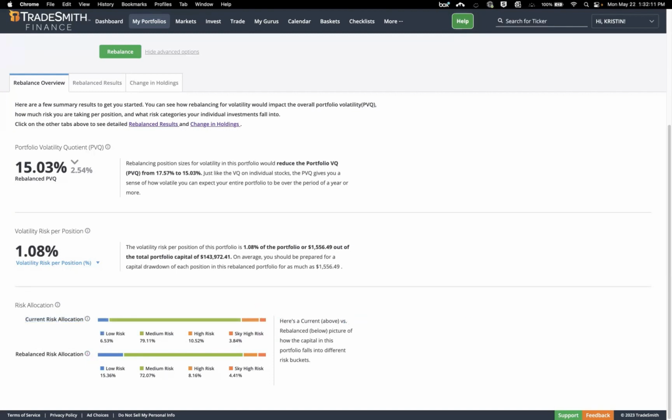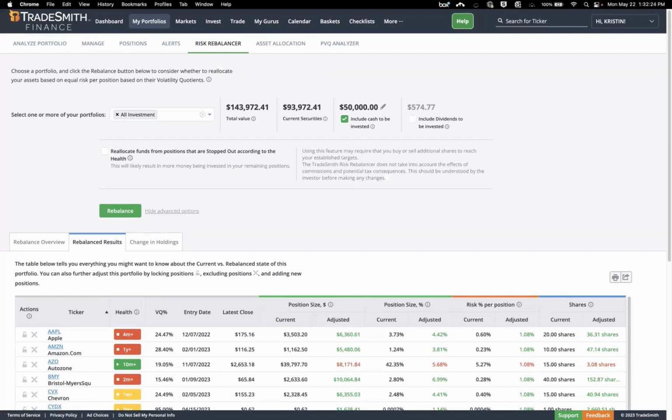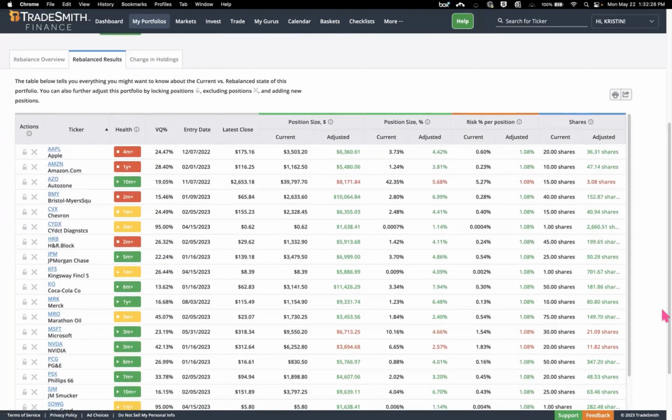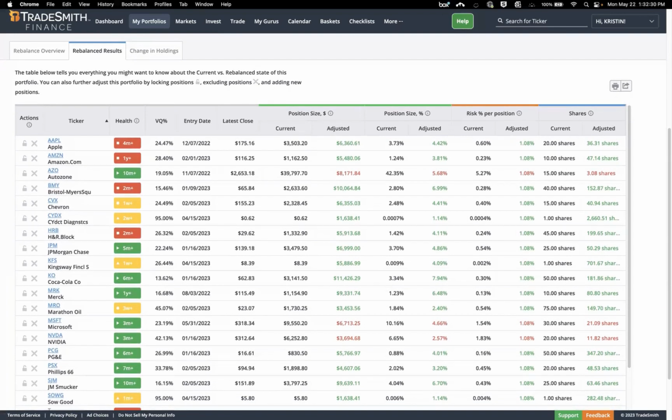All right, now let's get to the fun stuff. Let's check out the results by going through the Rebalance Results tab so you can see what this tool's doing. So all I'm going to do is click on the Rebalance Results here. And let me scroll this down for you guys. All right, I know there's a lot of information on this page, so we'll go through it.